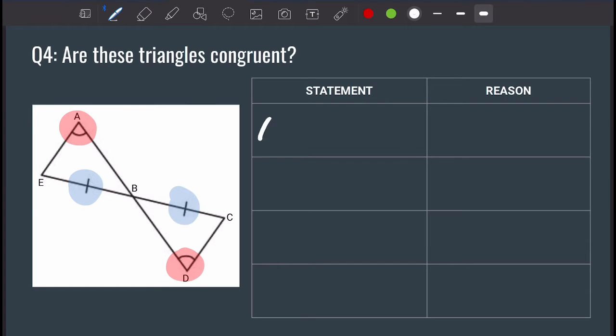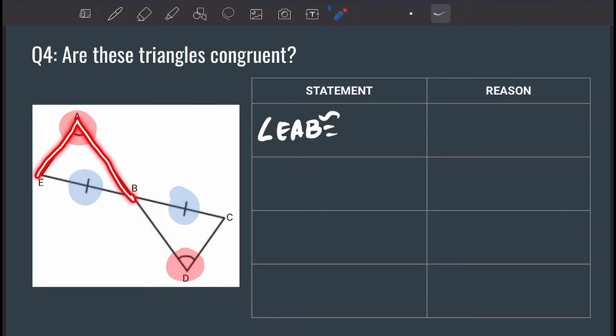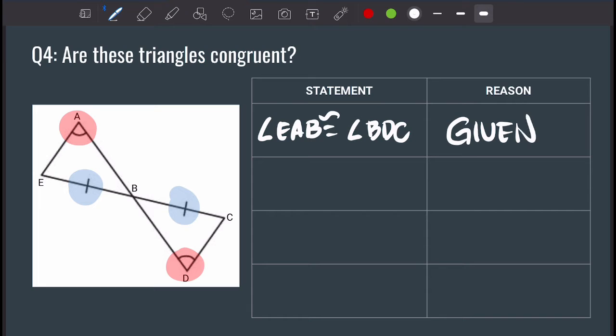So angle EAB is congruent to angle BDC. Remember, the middle letter is where the angle is made, where the two lines meet. In angle EAB, it meets in A, and in angle BDC, D is where the angle is made, where the two lines meet. So angle EAB is congruent to angle BDC, and the reason is it's given.